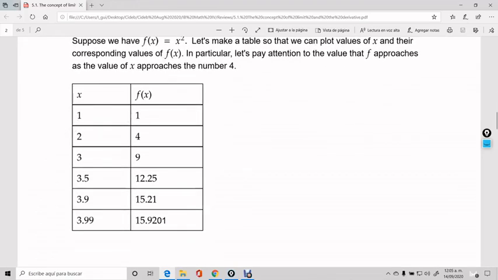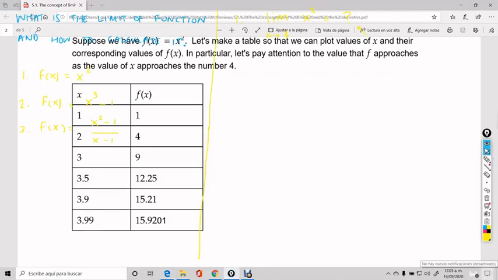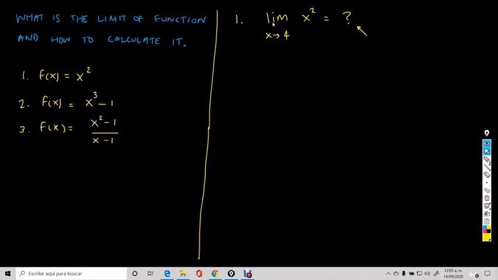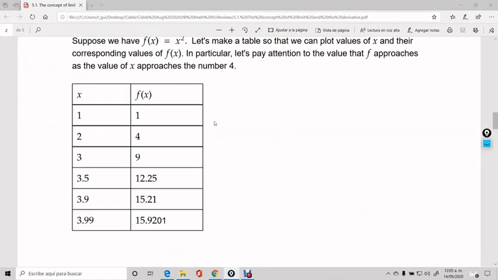And basically, I'm plotting some values of x in here, and the corresponding values of f of x. And if you notice, I'm making the values of x approach the value of 4. Okay, remember, what are we doing? We're trying to calculate the limit. Okay, we're calculating the limit of x squared as x approaches 4. Don't forget this value, as x approaches 4. Okay, so how does this work? How do I find that limit? What you have to do is basically plot a table like this, and then put some values for x which progressively approach the number 4, the number that you want.